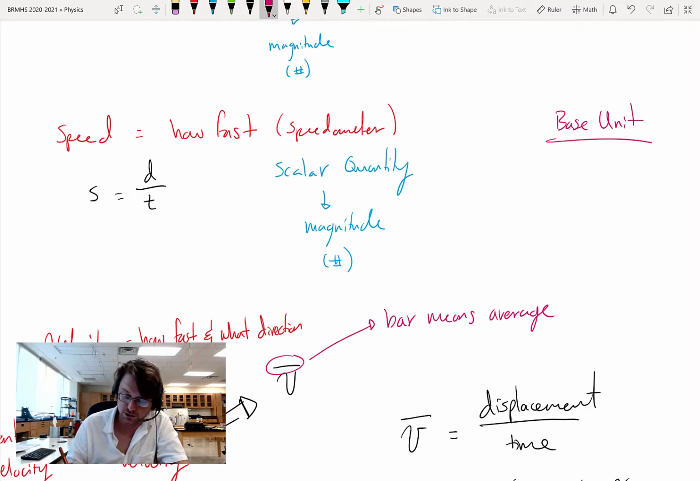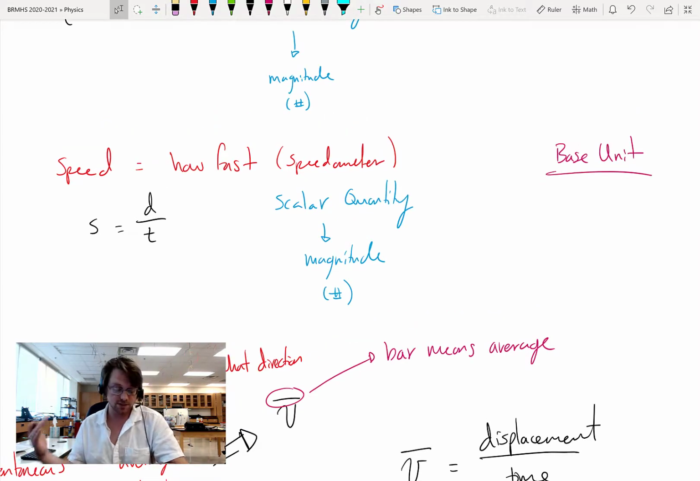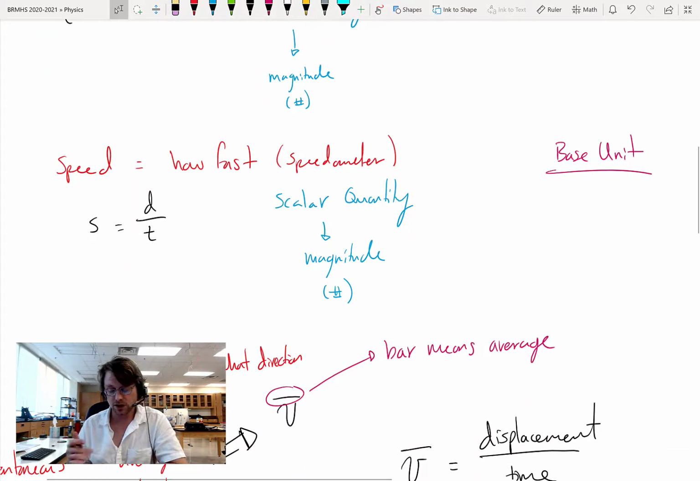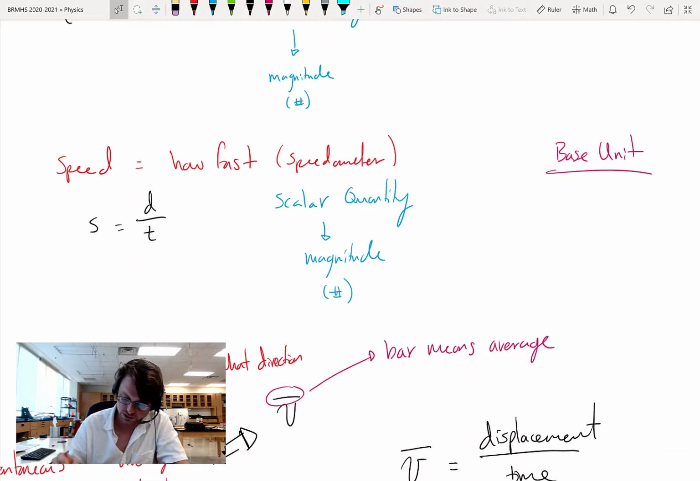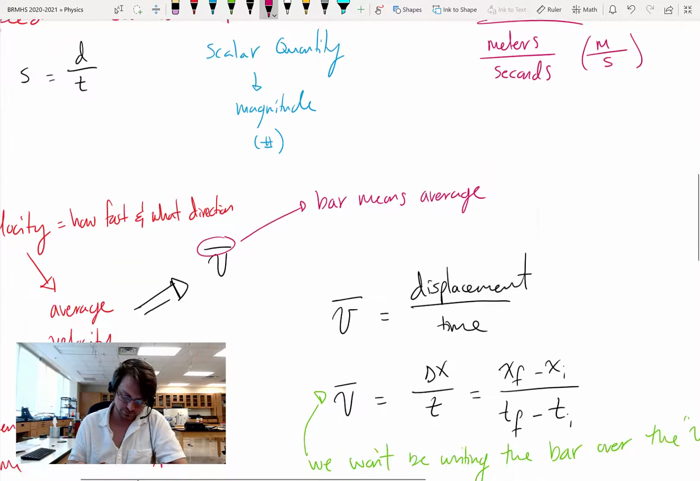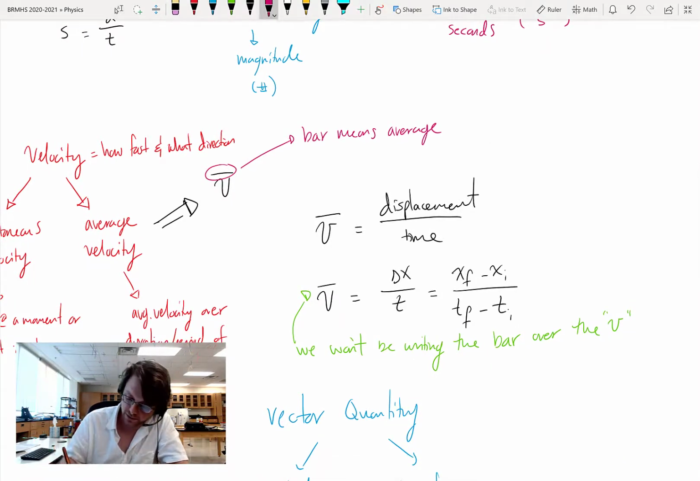Speed is going to be just like velocity. We're going to have distance over time, except velocity is displacement over time. So if the units for distance are the meter, and the units for time are the second, then my base unit for this is going to be meters per second, or meters divided by seconds, which we symbolize as little m divided by little s. Velocity, same thing, it just is a vector, so our base unit for velocity is going to be meters divided by seconds.